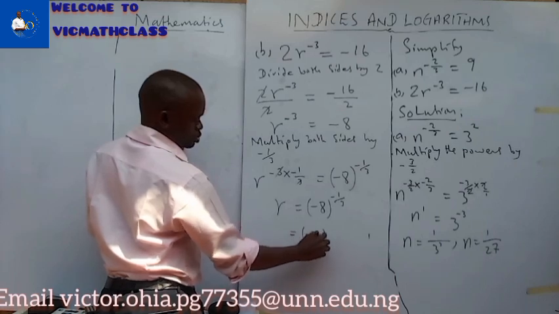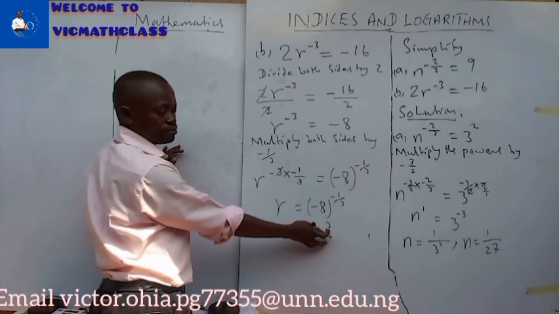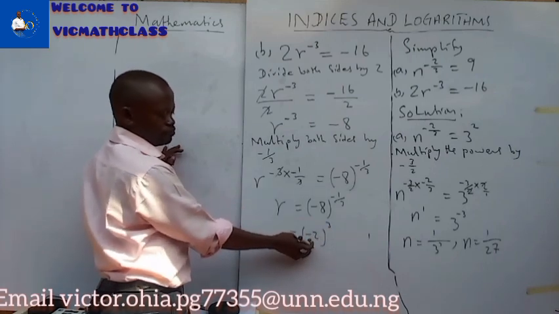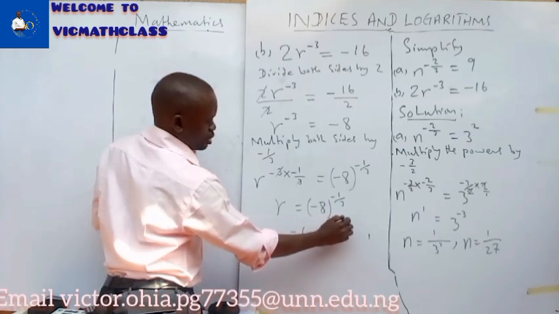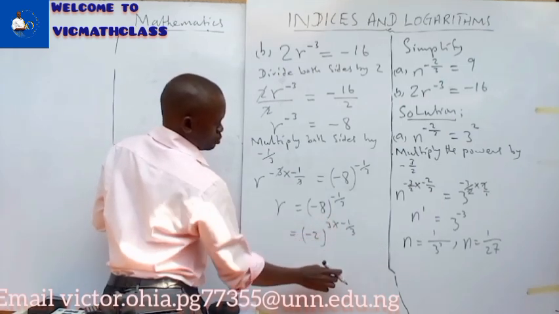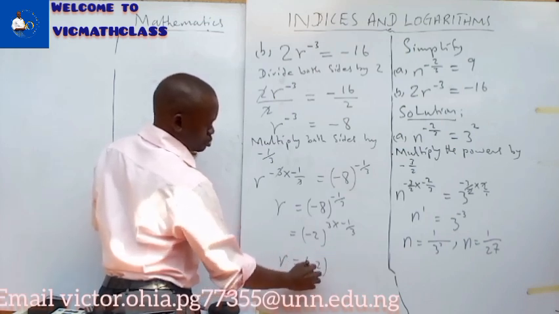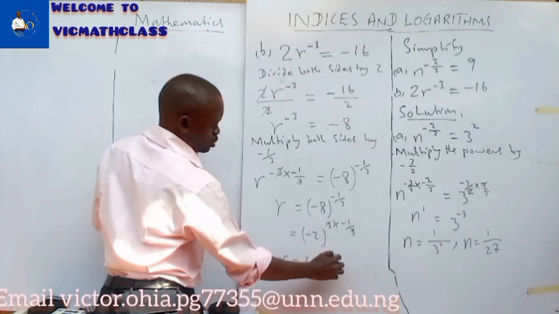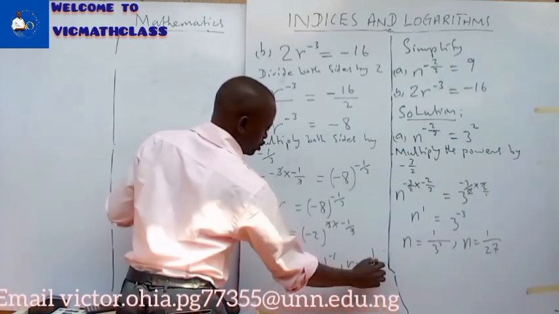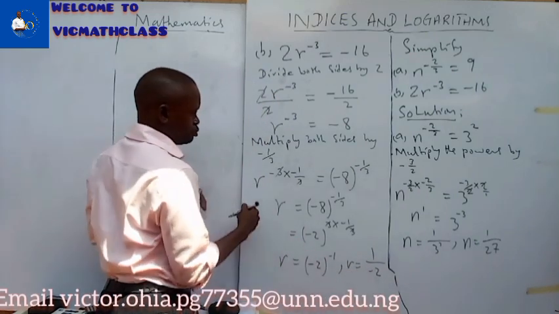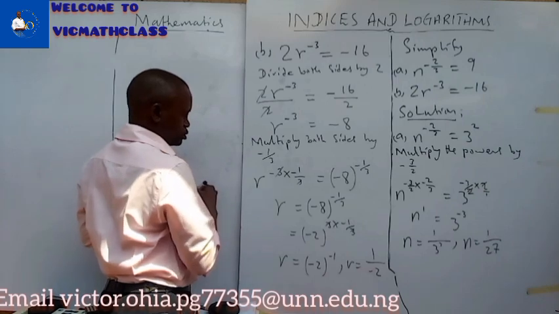Minus 2 raised to power 3 will give you minus 8, so this negative value will be retained. If this is multiplying minus 1 over 3, you realize that you will have r finally as minus 2 raised to power minus 1, and r will be equal to the reciprocal, that is 1 over minus 2. That will be the final result of r.